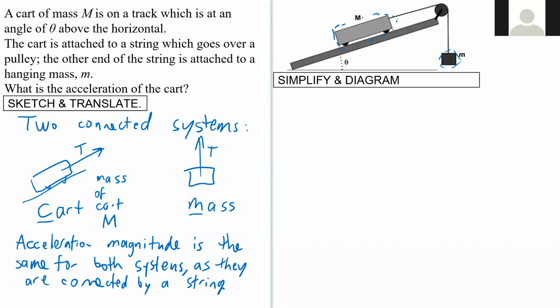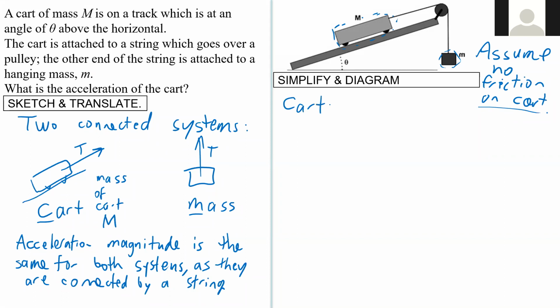And once again, whenever I go to a demo and then go back, there we go, I lose my lists here. Okay. So simplifying diagram step. I'm going to draw two diagrams now. First of all, I'm going to assume no friction on the cart. It doesn't really say that, but I don't think I can really solve this otherwise. It says on a track. I'm going to assume zero friction on the cart.